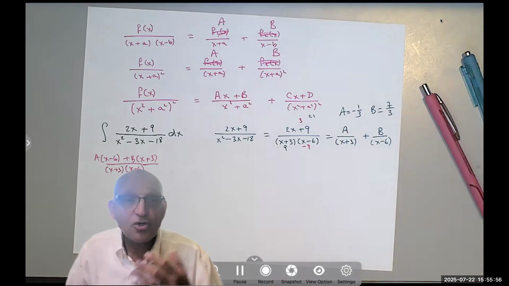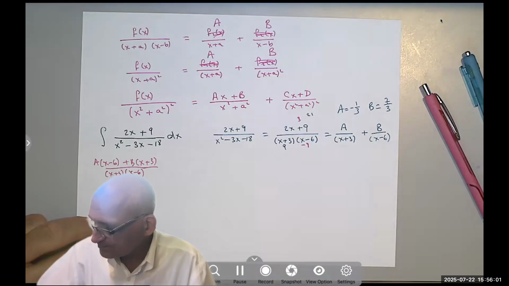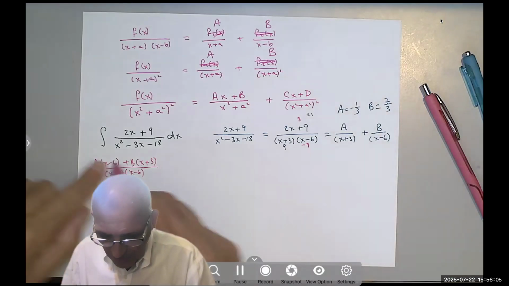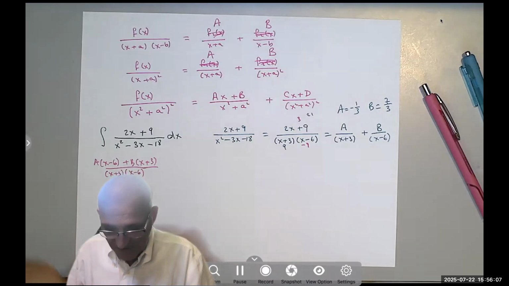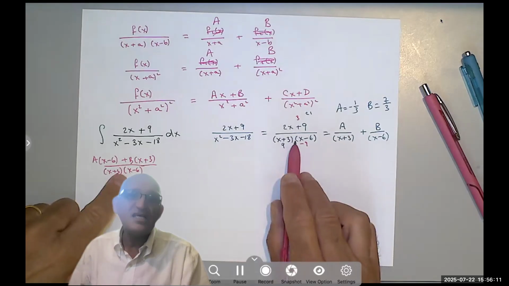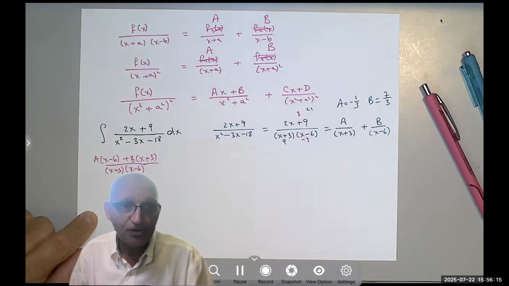So now we are going to write two equations in two unknowns. How? First, you distribute the a and the b and forget about the denominator because it's the same denominator. So we are going to equate the numerators to the numerators.